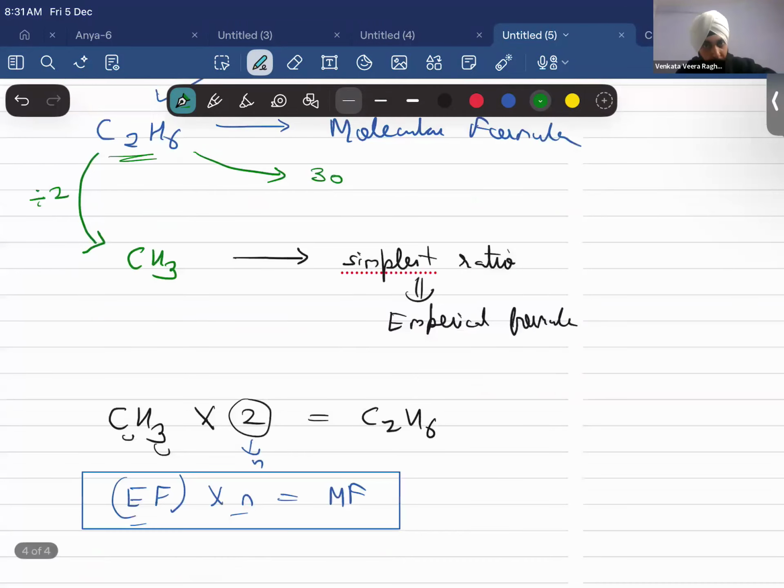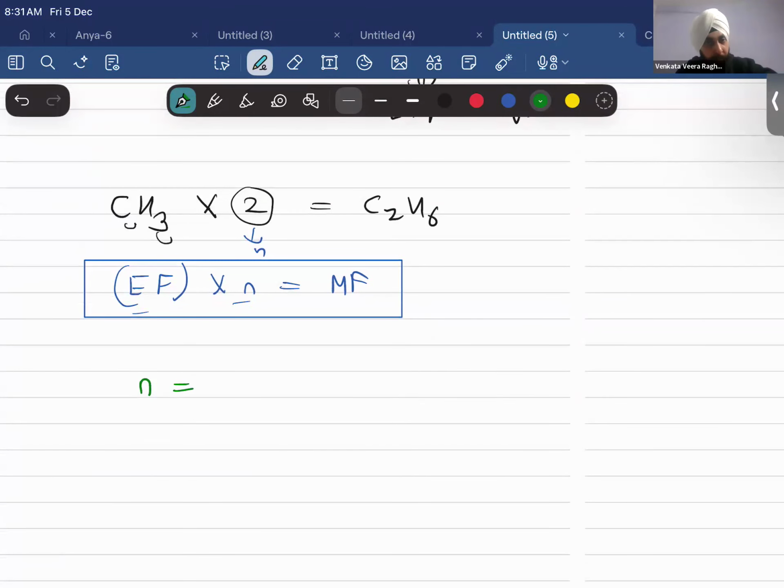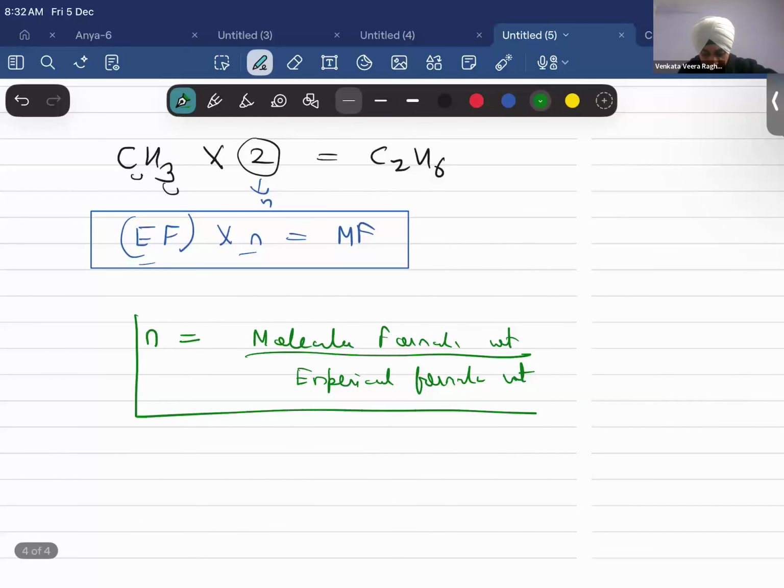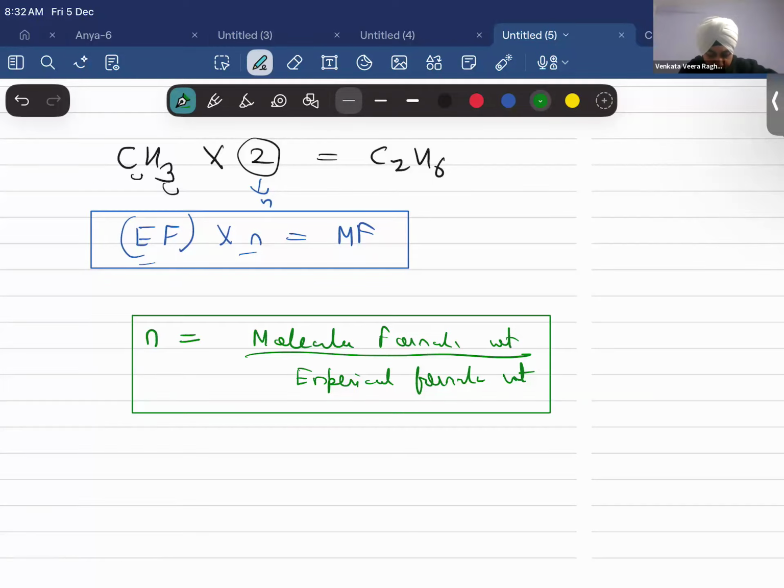So this will be given to me. And now if I want to find out n, what shall I do? You take the molecular formula weight, because this will be given in the question, and divide it by the empirical formula weight, because the empirical formula we are calculating ourselves. So we know the formula, we can calculate its weight and divide them. We will be getting n again. Put this n value here and the molecular formula is done. But the main thing here is to find the empirical formula from the given data.